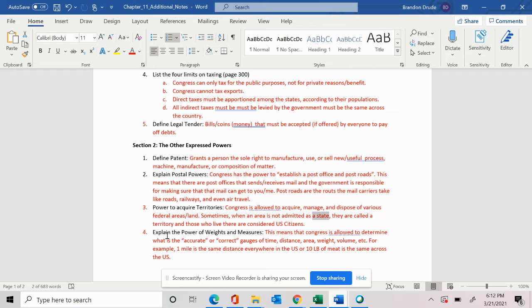Congress does this for a reason. They do not want people to get confused. So it would be confusing if 1 mile was not the same across the entire United States. Let's say we were in another world where 1 mile in Michigan is actually a mile and a half in Alaska. That would make things super confusing. So Congress has the ability to say, no, 1 mile is 1 mile. And it'll be the same wherever you are in the United States.